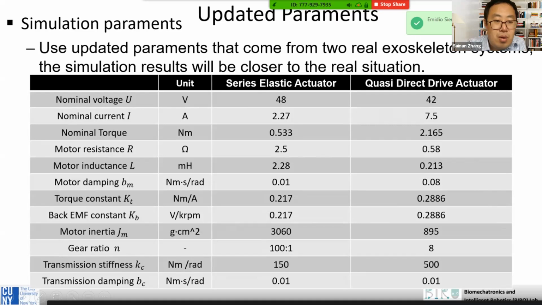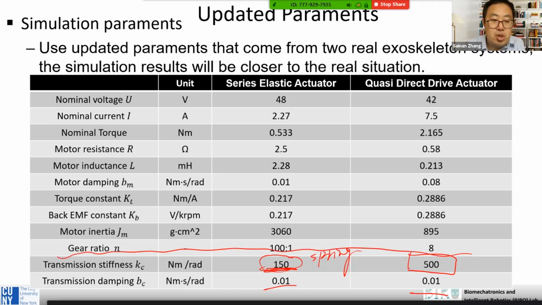So basically, if we look at the transmission stiffness, you see SEA, because it has a spring there, the constant is smaller. For QDD, we don't have a spring, so that's why it's bigger. For damping, they have the same damping ratio. For gear ratio, obviously they have different gear ratios. And also QDD has a smaller inertia, but SEA, because of the motor, has a larger inertia.